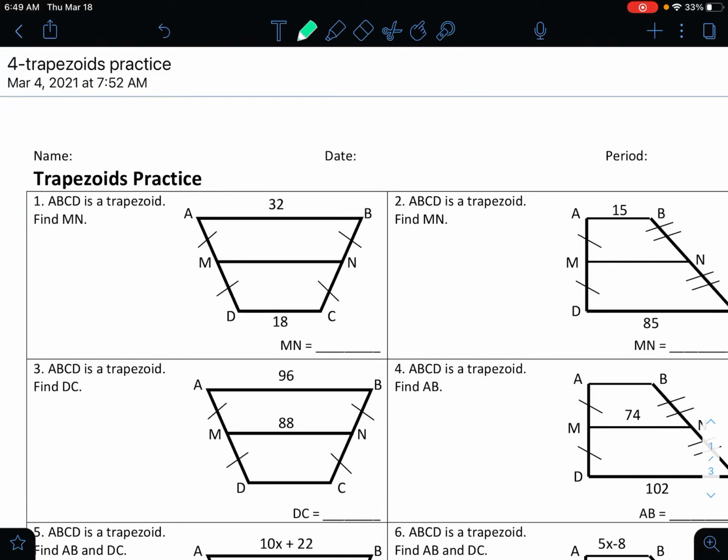All right, trapezoids practice, odd numbers. All of these trapezoids have a line going through the middle, and we call that the mid segment. The way to figure out how long the mid segment is, you add the bases and divide them by 2.